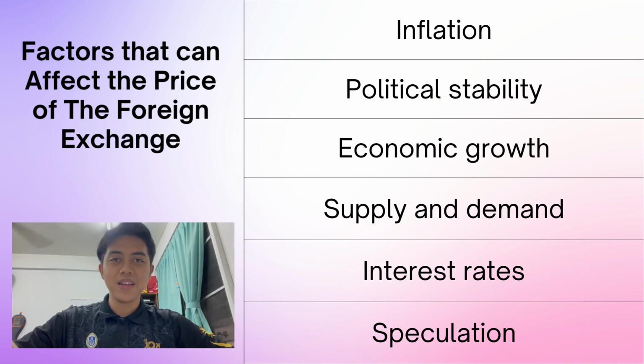After that, supply and demand. The supply and demand for a currency can also influence its value. If there is more demand for a currency than there is supply, the value of the currency will tend to appreciate. Next is interest rate. Interest rate is the cost of borrowing money, and it can have a significant impact on the value of a currency. When interest rates are high, the value of the currency tends to appreciate.